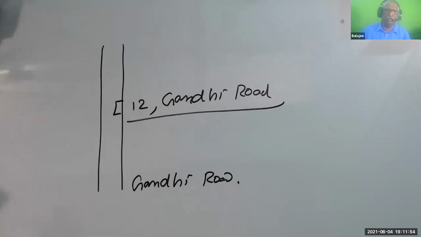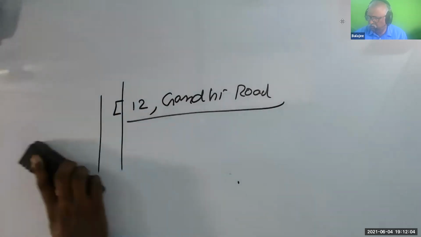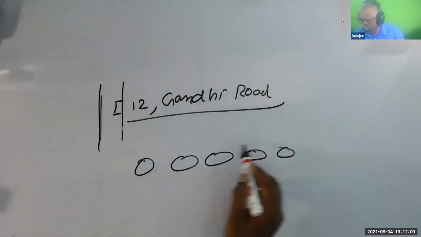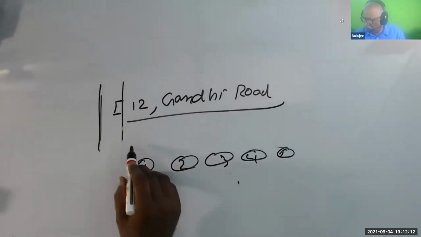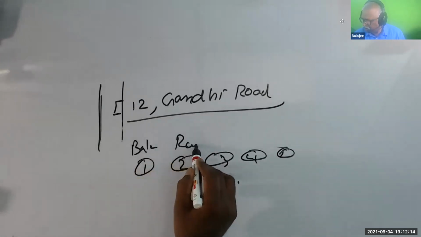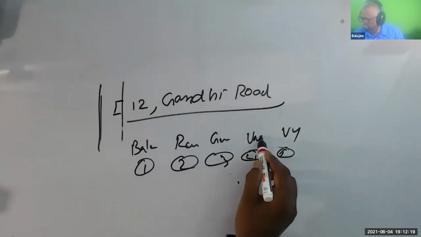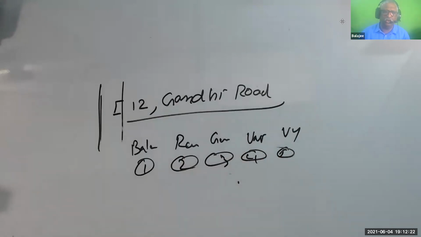Enough, no? The letter will come to my house. If you send any post to number 12, Gandhi Road, it will come to my house. But in my house, there could be 10 people. Let's say we have about 5 people in my house: Balaji, Ramesh, Ganesh, Vasha, Vyas. From the outside world, we normally say it is a single house.